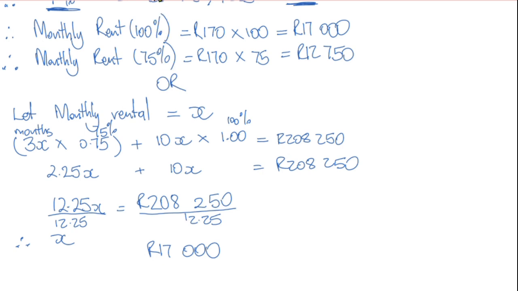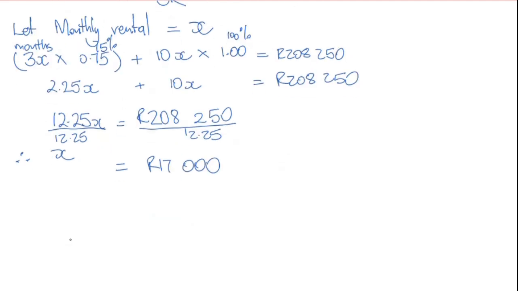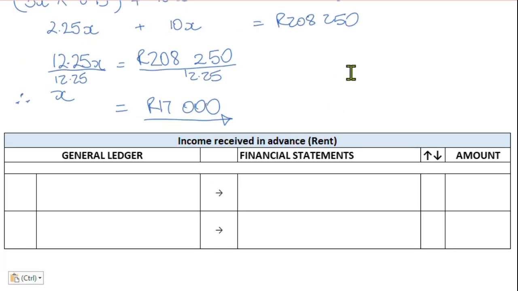So obviously, if you then want to find the value of the monthly rental when it was 75%, you will simply say 17,000 multiplied by 75% or 0.75, and you will get 12,750. So the normal rent is 17,000, which means that the rent for March, which was received in advance, is 17,000 rands. To show that the rent received in advance is owed to another party, we will remove it from rent income and transfer it to a liability account.